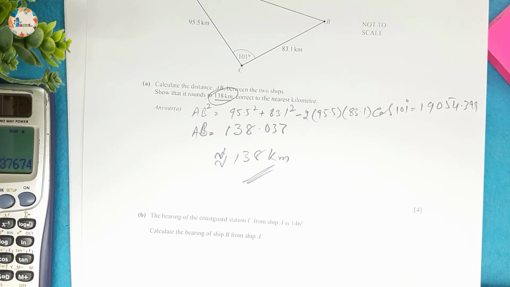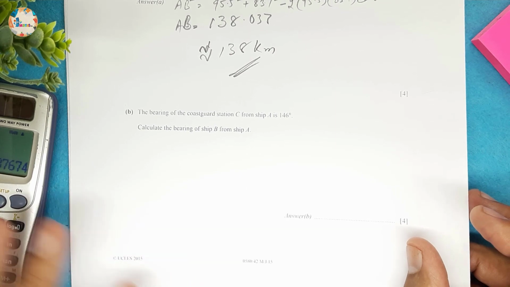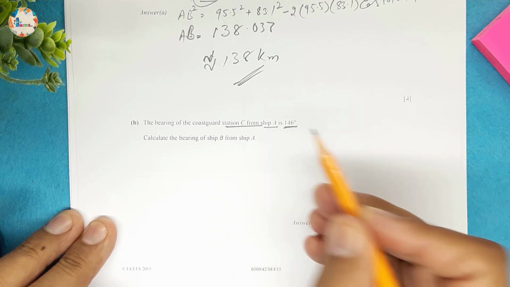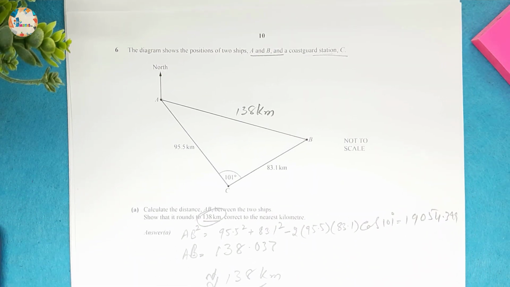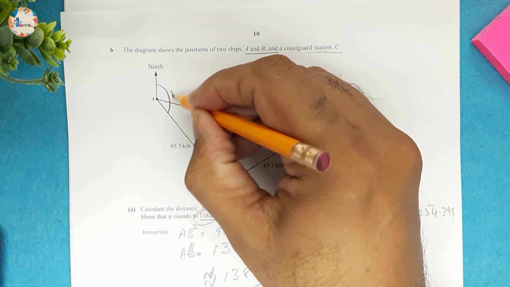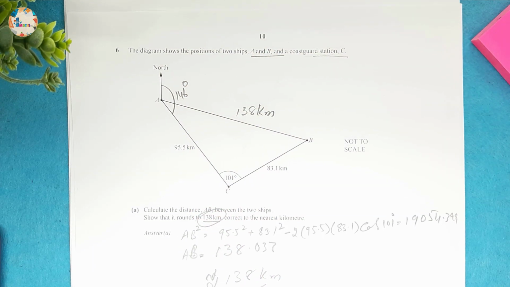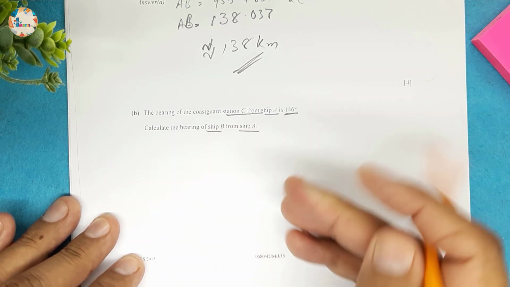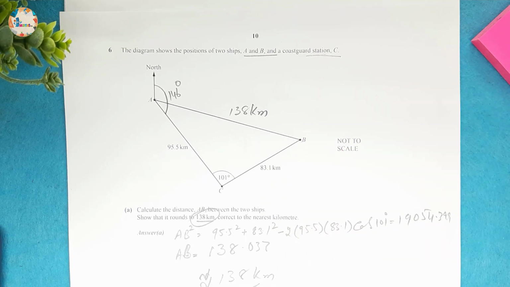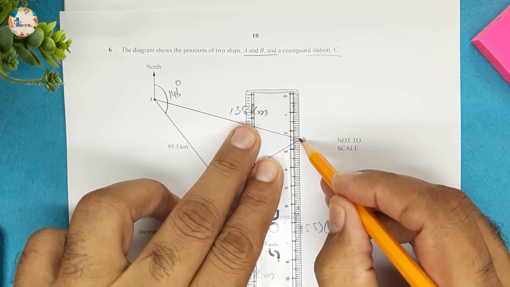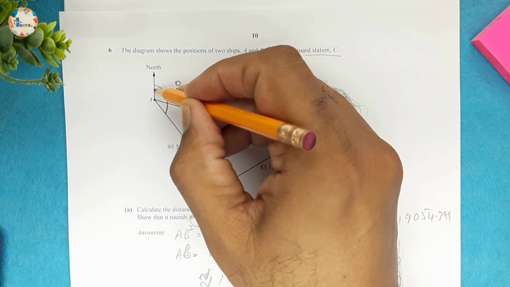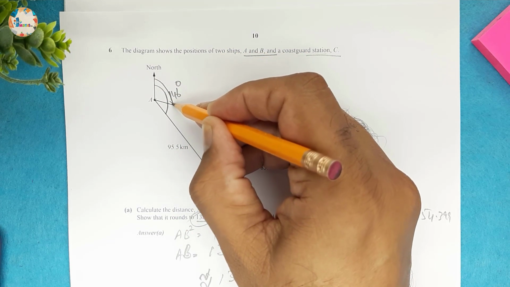Hopefully you understood this. Now B part, the bearing of a Coast Guard station C from ship A is 146. So bearing of C from A is 146. So this angle is 146 degrees. Calculate the bearing of ship B from A. So bearing of ship B from A is required. Basically only this much angle is required.